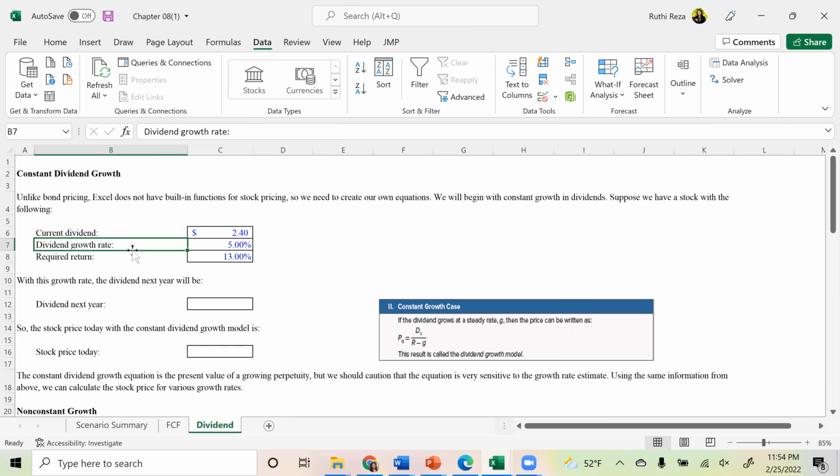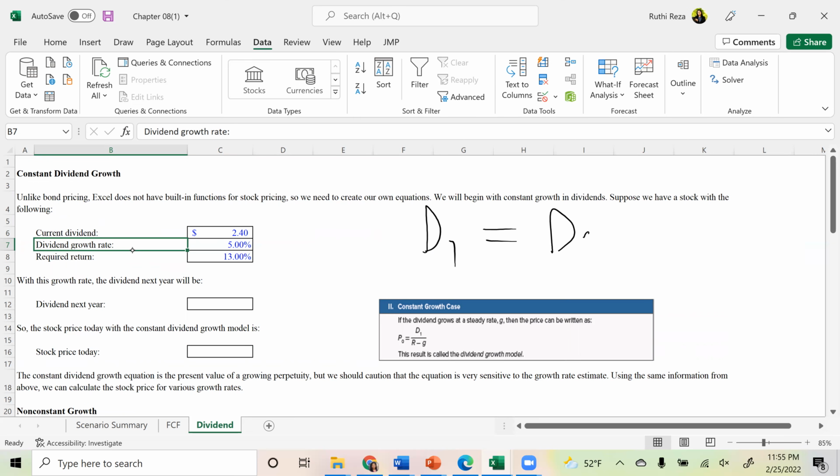Here, your current dividend is $2.40, and then your dividend growth rate is 5%. This dividend growth rate will continue forever. Then your required rate of return is 13%. Now the question is, what is your dividend next year? And then what is your stock price today? So dividend next year is D1, right?